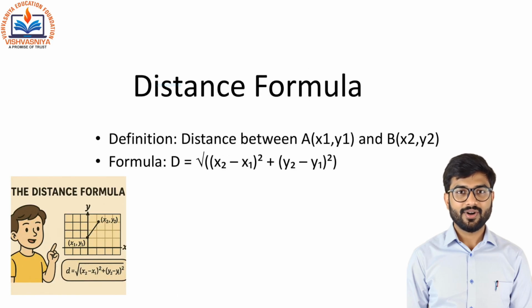Now, suppose we have 2 points, A with coordinates (x1, y1) and B with coordinates (x2, y2). The distance between them is given by the distance formula, d equals square root of (x2 minus x1) whole square plus (y2 minus y1) whole square.